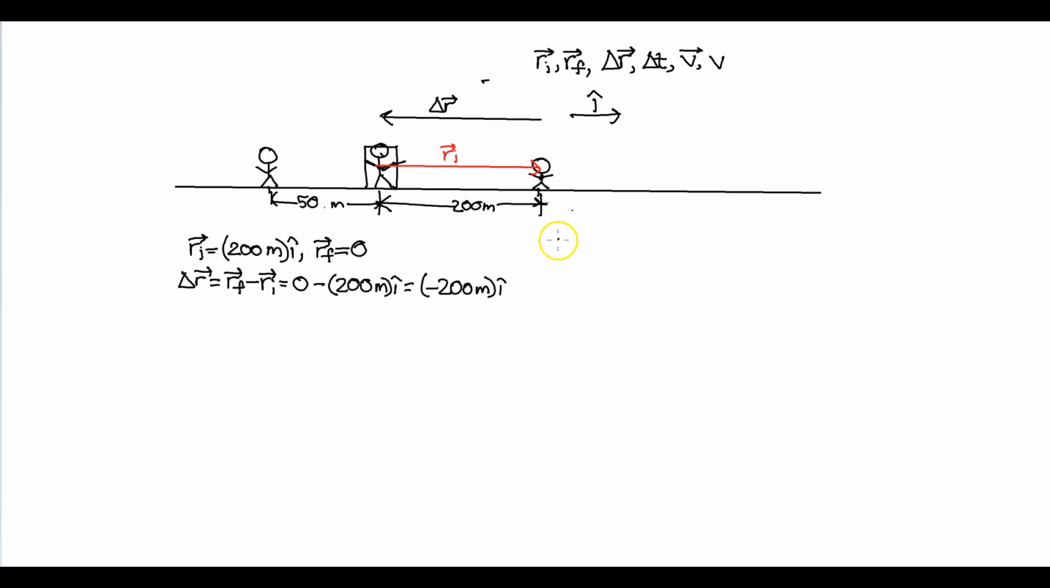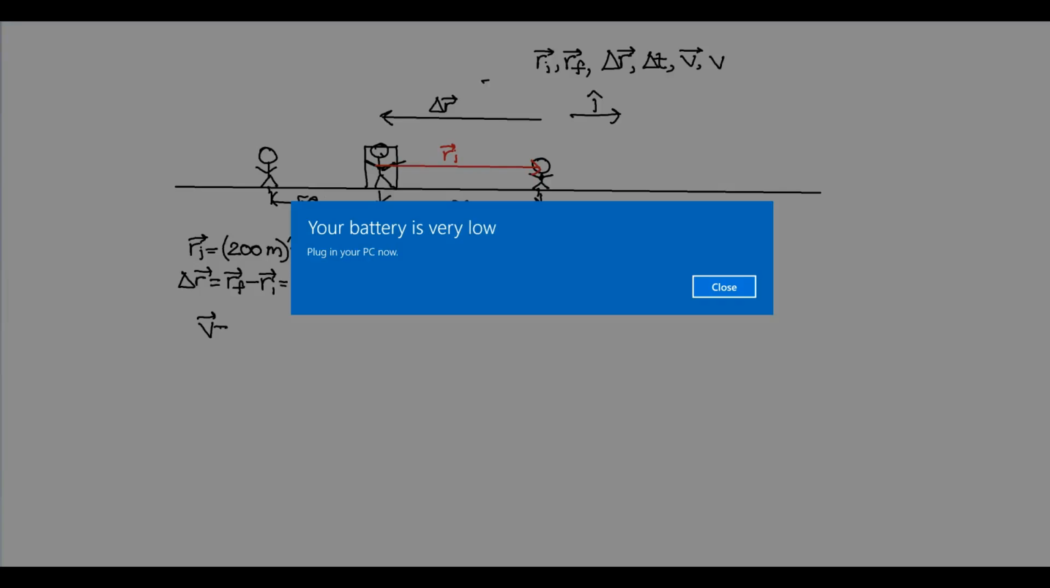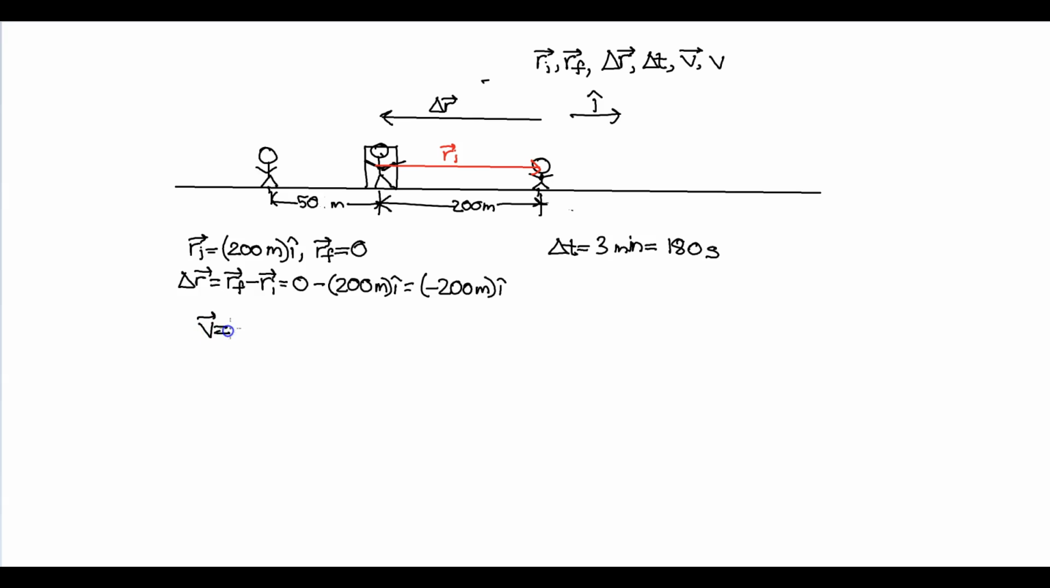Now, I told you that it lasted 3 minutes. 3 minutes, so 60 seconds. Seconds is our SI unit, so 3 times 60 is 180 seconds. Now your average velocity is equal to your change in position over the time interval, or change in time. So it is negative 200 meters i over 180 seconds. Now what do we get as a result?